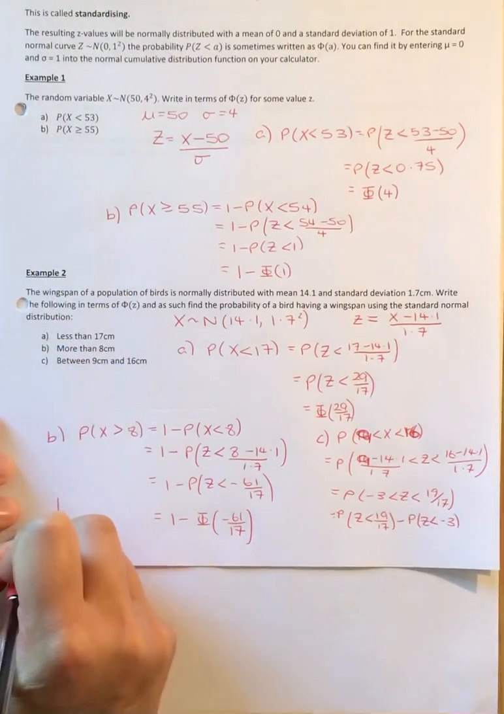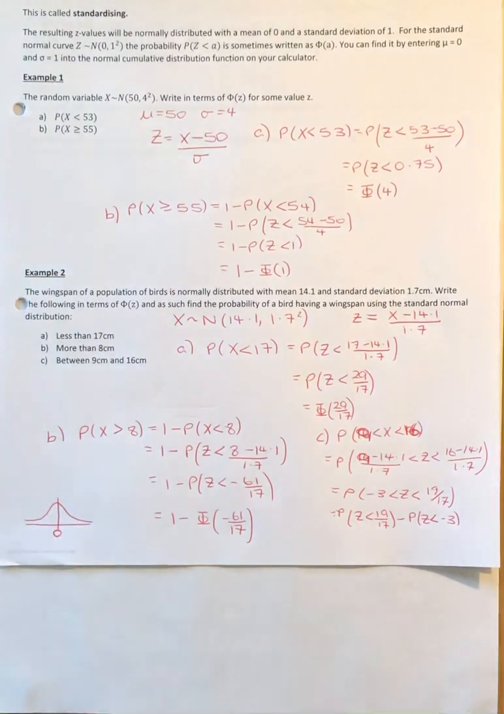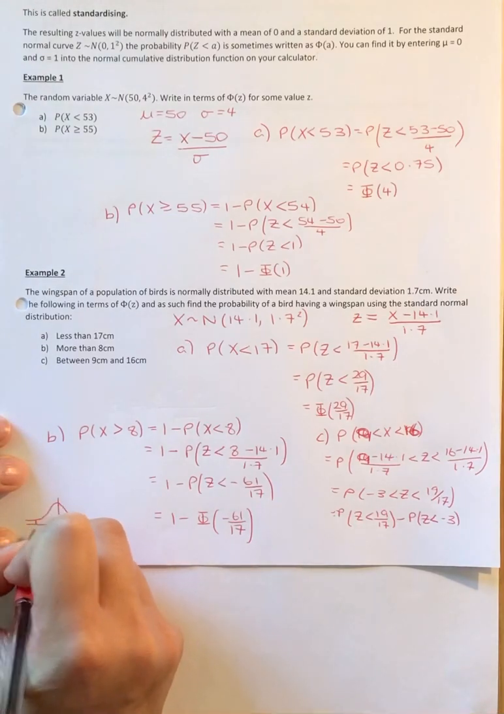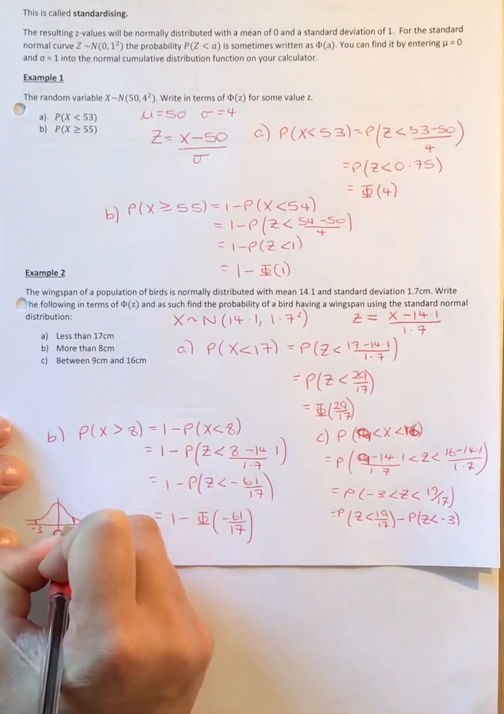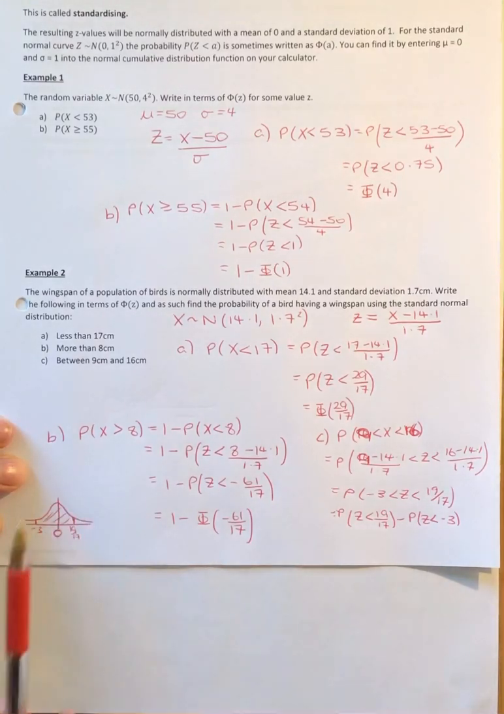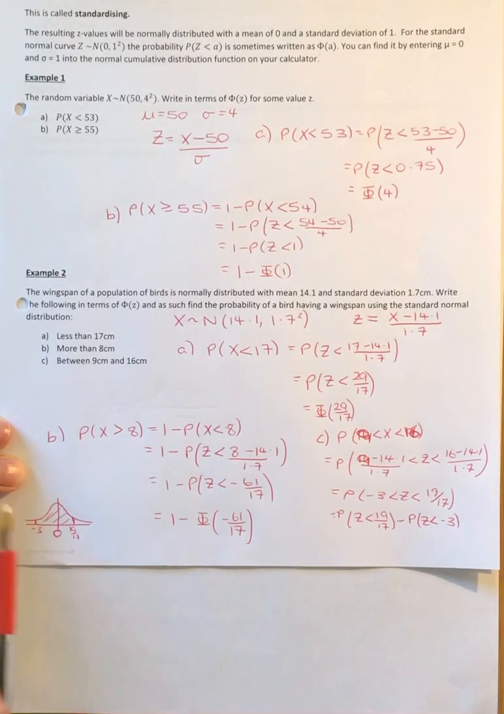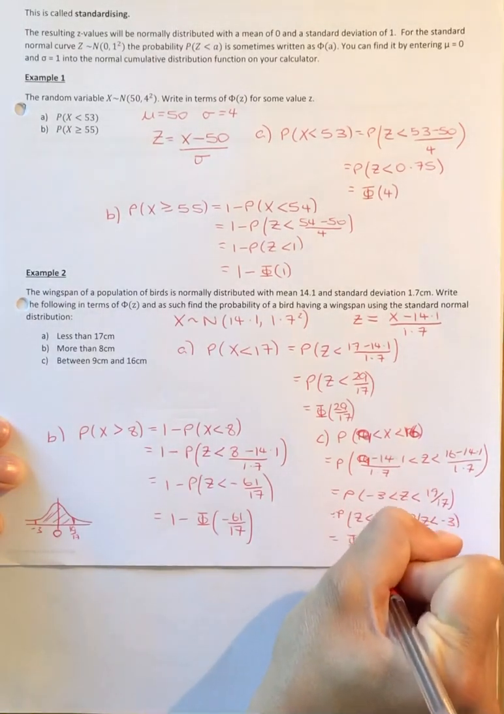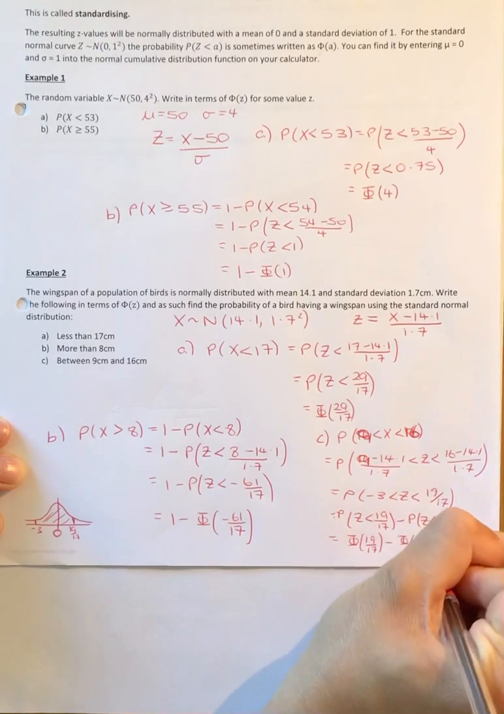If you think about your bell-shaped curve for the standard normal distribution, 0 will be your mean, so that will be your middle value. So if we want it to be between minus 3 and 19 over 17, we're looking for this area here. So I can do the whole area less than 19 over 17, take away the area less than minus 3. So that's phi of 19 over 17 minus phi of minus 3.